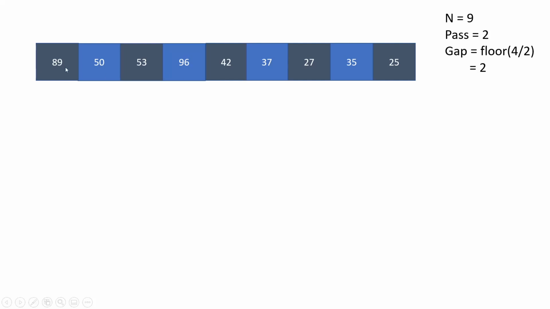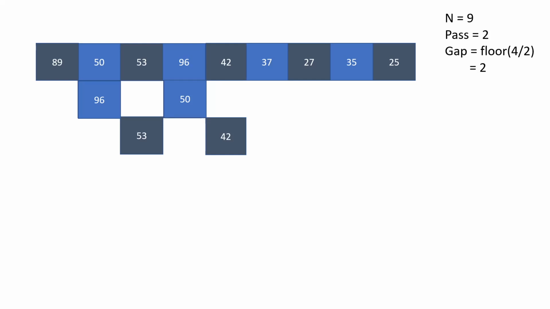So first we'll compare 89 and 53. Since 89 is bigger, nothing will change. Next we'll compare 50 with 96. And since 96 is bigger than 50, 96 will be in front and 50 will be behind. So they switch position. Next we'll compare 53 and 42. 53 is bigger, nothing will change. And since 96 and 50 switched position, we'll compare 50 with 37 instead of 96 and 37.